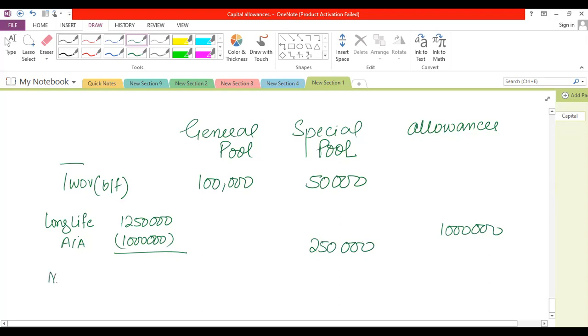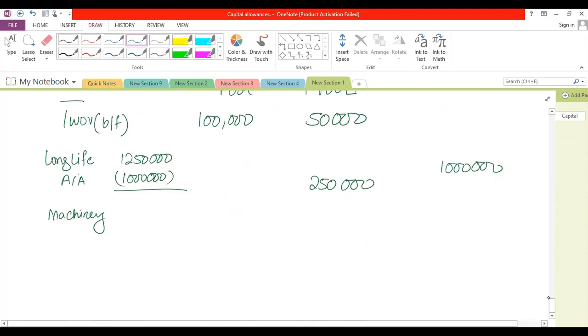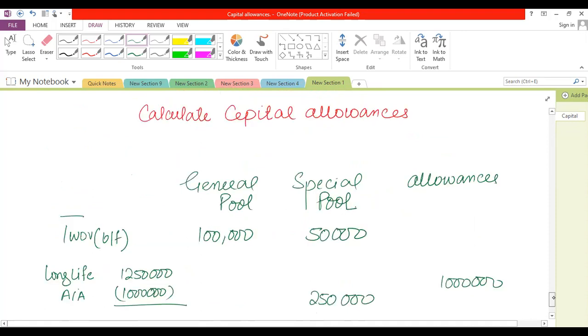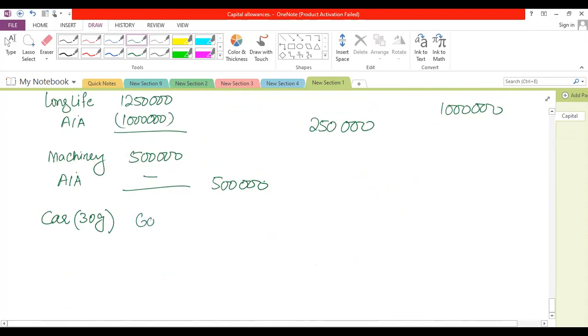Now we have machinery having a cost of 500,000. So you have to show it as no AIA available. Why? Because it has already been utilized against the long life asset. So the whole value is to be transferred to the main pool. Then we have purchased a 30 gram per kilometer car having cost 60,000, eligible for first year allowance, 100% of 60,000, and then transfer this to the allowance section.